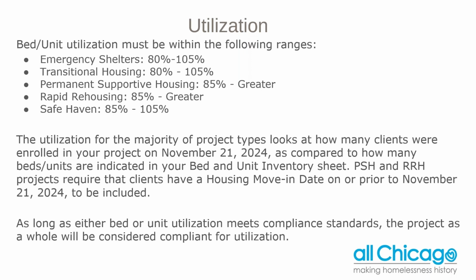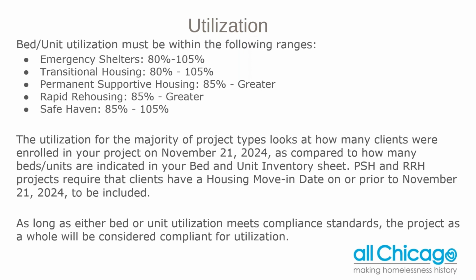What this first piece means is that November 21st, 2024 is going to be the point in time date for this iteration of the data quality. So all of the utilization is going to be based on this date. For project types such as emergency shelter, transitional housing, and safe haven, that's going to be an exact count of the active clients enrolled in your project on November 21st compared to what your inventory looked like as of that day.